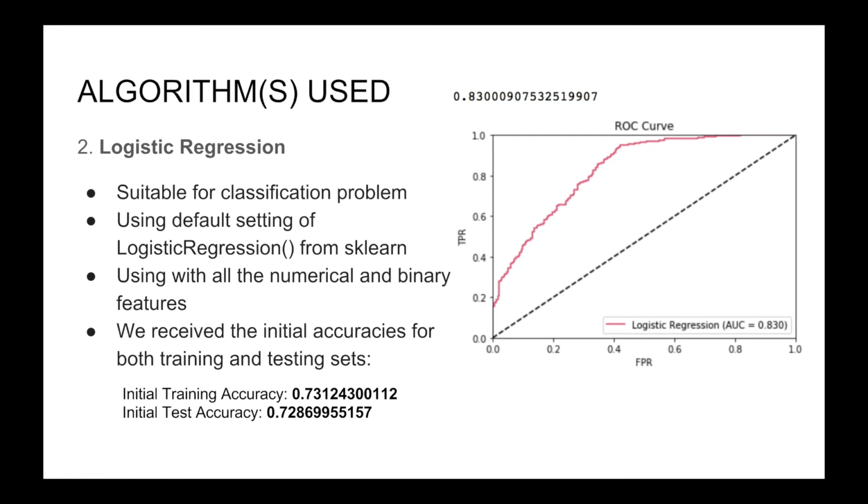So at the first attempt, we use the default settings from sklearn. So we use all the numerical and binary features. At the first attempt, we got the training accuracy and test accuracy as 70% and 72%. This is actually not good enough compared to what we already had from naive Bayes. That's why we should have another second attempt.